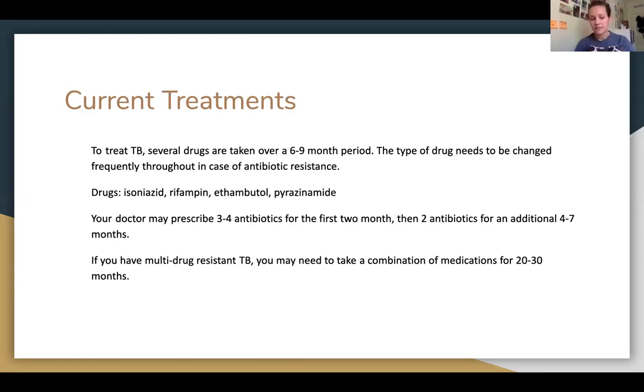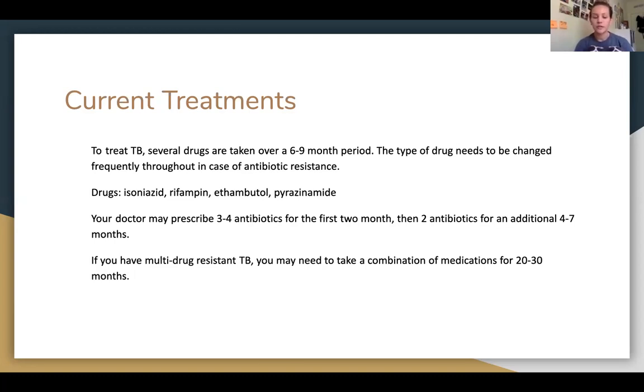But for active TB disease, the treatment is pretty long. It's usually between 6 and 9 months and includes several different types of drugs, which you can see a few of listed on the slide. And for the first 2 months, it's common to take 3 or 4 different types of antibiotics every single day. And then you might be able to switch to 2 antibiotics a day for an additional 4 to 7 months, depending on the severity of the case.